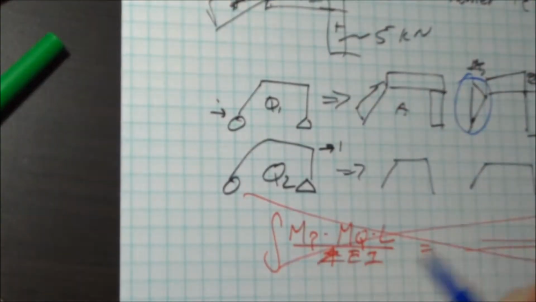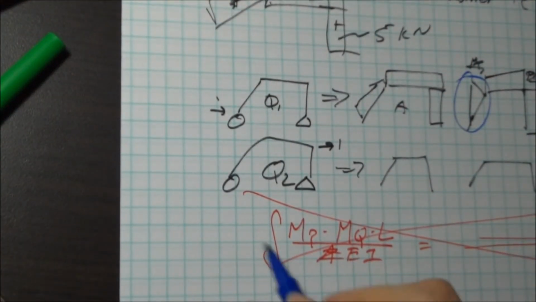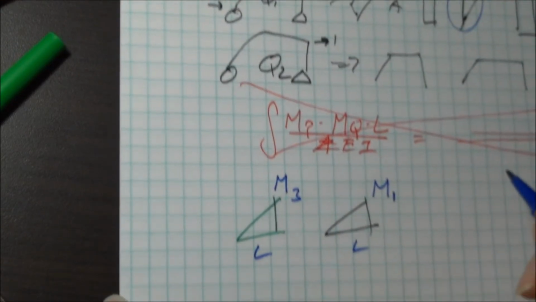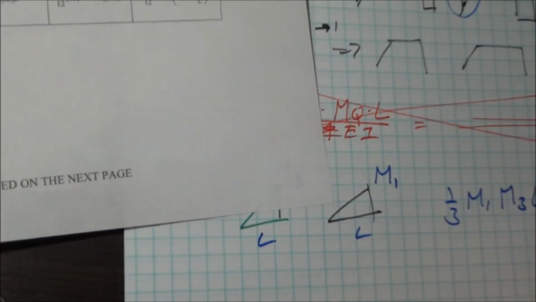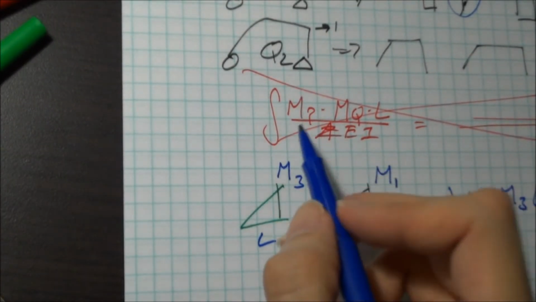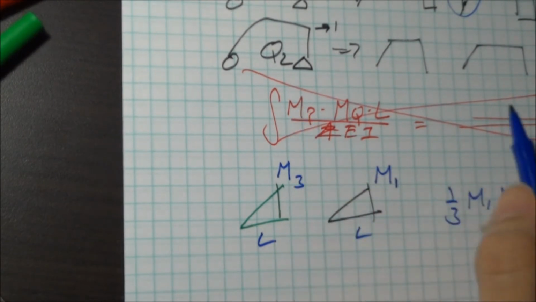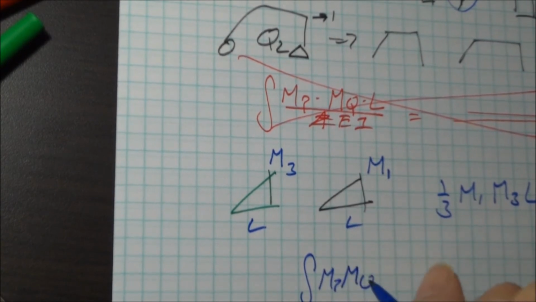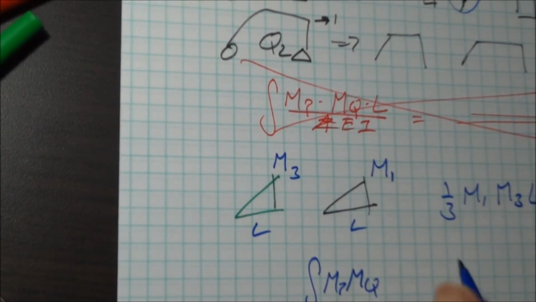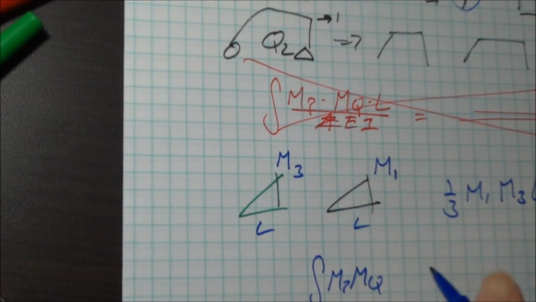Right? So let's say that this was my P system. This would be my M3. Or is it M3 or is it M2? M3. This would be my M2, or my M1, sorry. This would be L, this would be L. I would plug that into this formula. And that would give me this integral. Right, so my integral of my MP, MQ, and is L included? No, L is not included. So the integral of my MP times MQ.